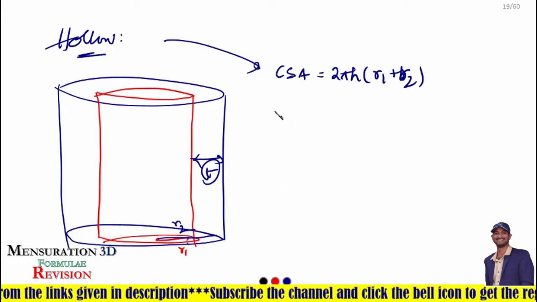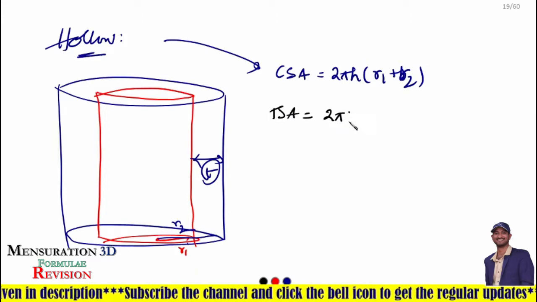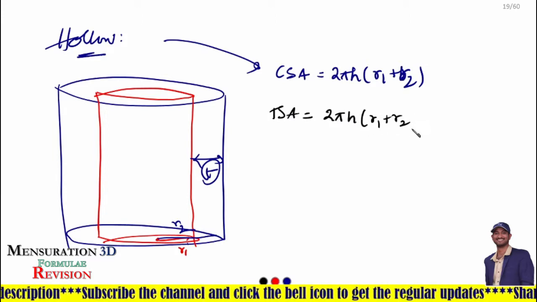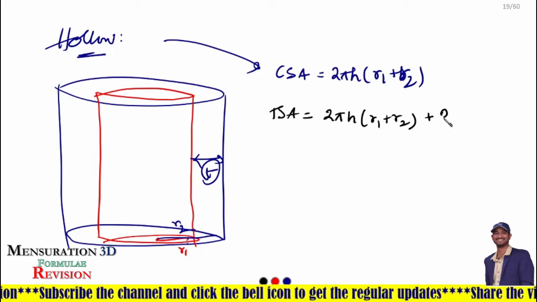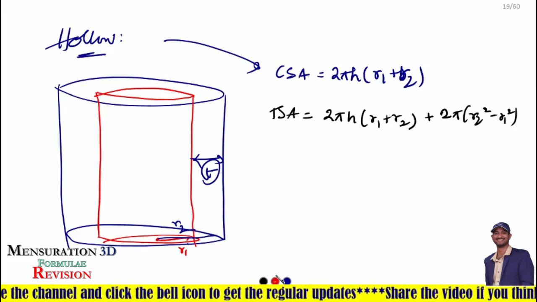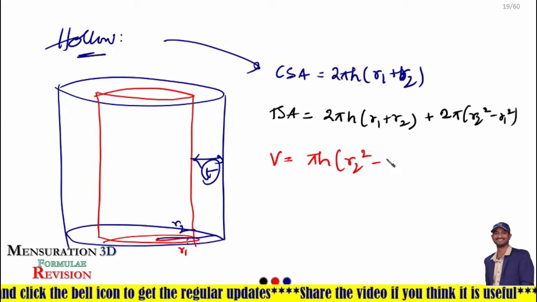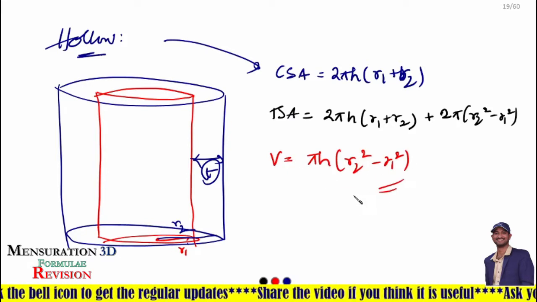And coming to total surface area, it is equal to 2 pi h (R1 plus R2), that is the curved surface area, plus 2 pi (R2 square minus R1 square). What about volume? It is equal to pi h into (R2 square minus R1 square).